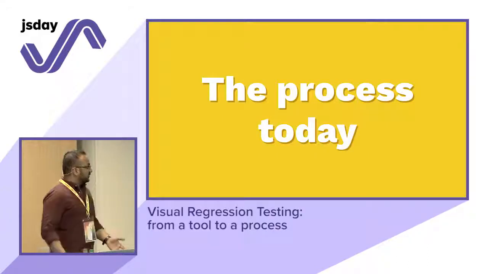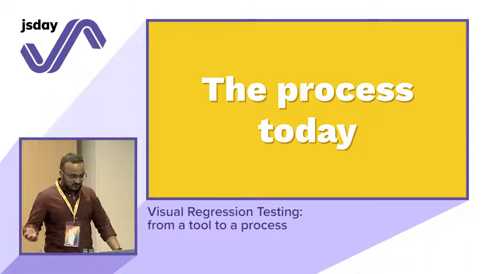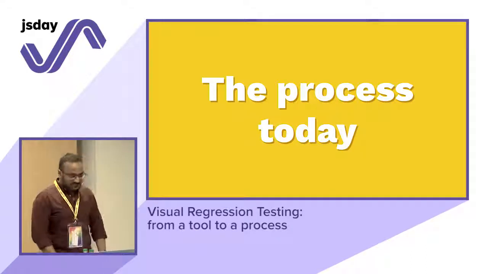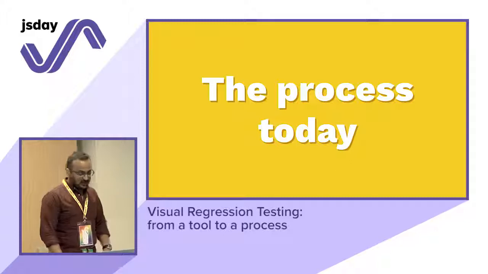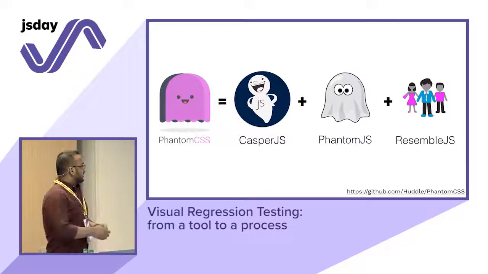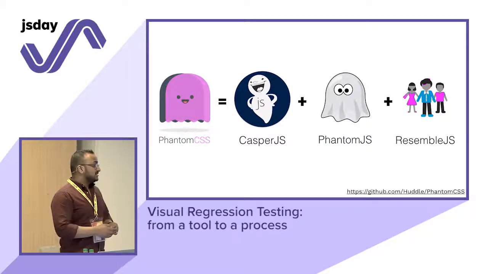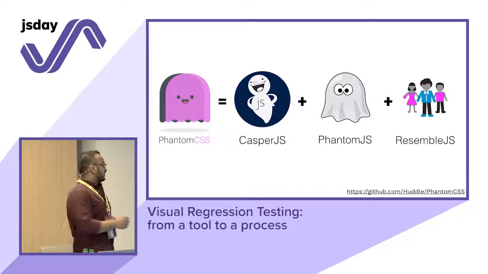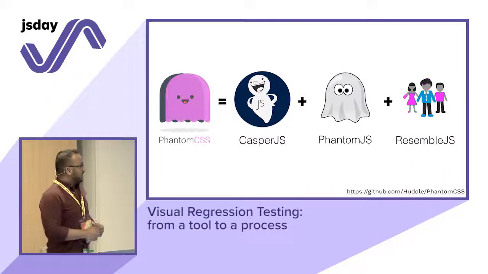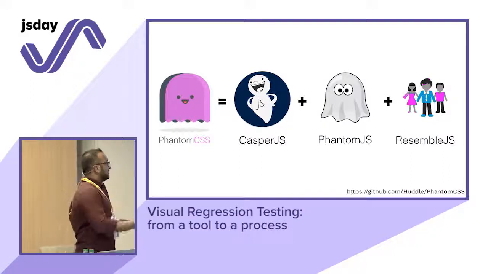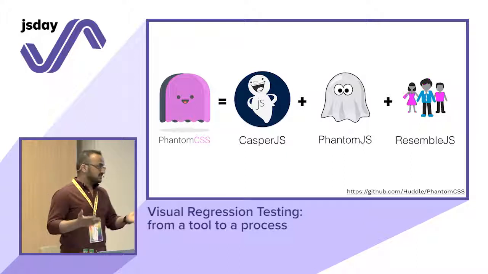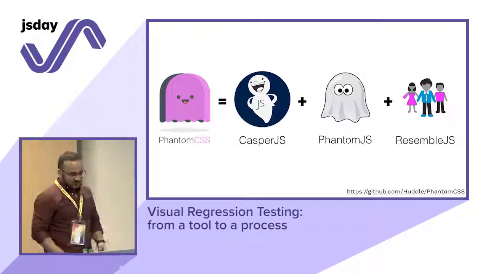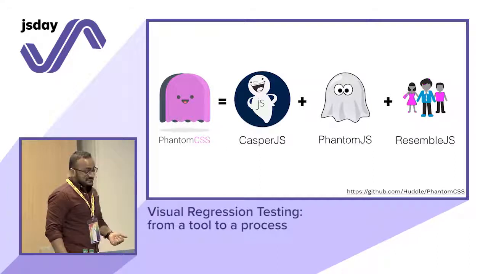So I want to explain to you how the process works in Badoo today and where we are right now, because it's something that is quite recent, and we are not very good at it, but we are learning. So we use PhantomCSS, which is a visual regression testing framework. It's built on top of Casper.js, which is a testing framework which uses PhantomJS, which is a headless browser, and it's combined with Resemble.js, which basically does the image diffing. So PhantomCSS equals that plus that plus that. It helps you write visual regression tests quite easily.